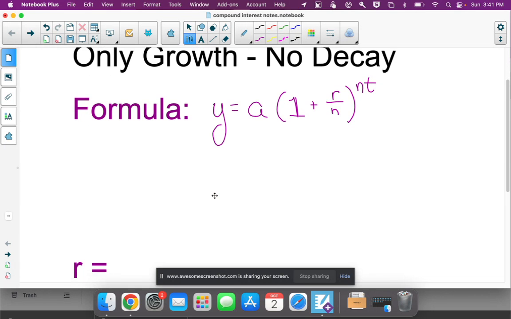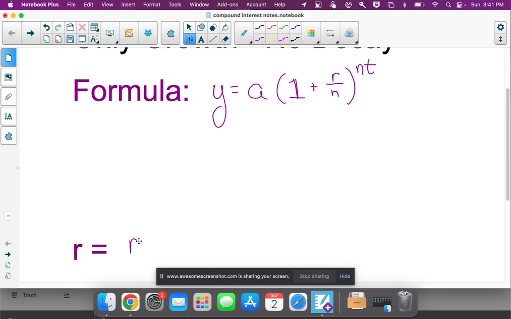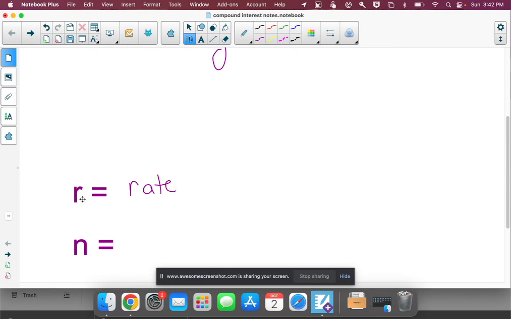So same thing that we dealt with before. We know R is rate, and we know all our little special pieces for rate. Okay, N is the number of times compounded. Okay, and it's the number of times it's being compounded in a set time period. Usually that time period is a year, right? So if you're compounding something monthly, then you're doing it 12 times in a year.